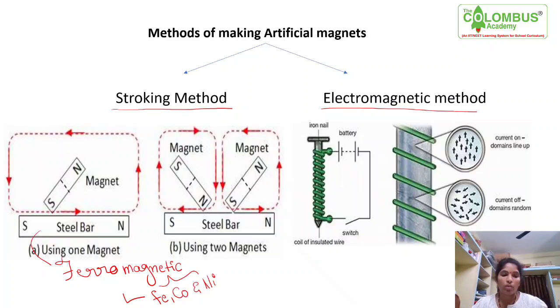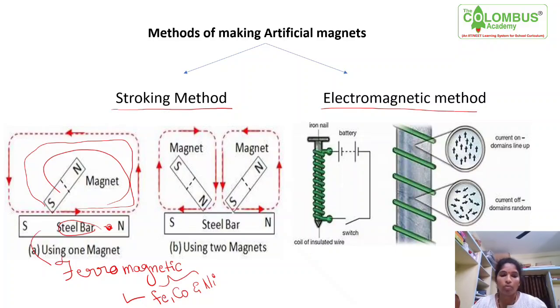Now you can take a steel bar, and rub it continuously with a magnet. Can you see this? This is the path of the magnet, right? So if you continuously rub it, then this steel bar will get the property of magnetism.